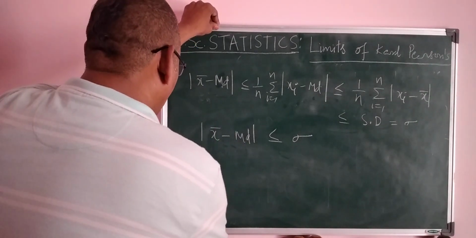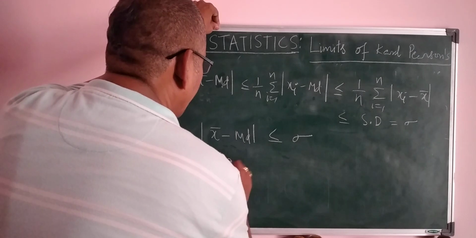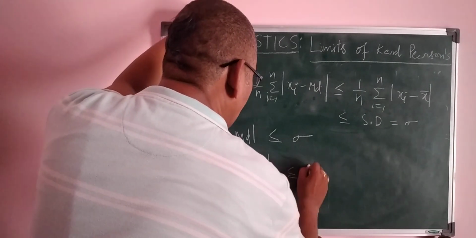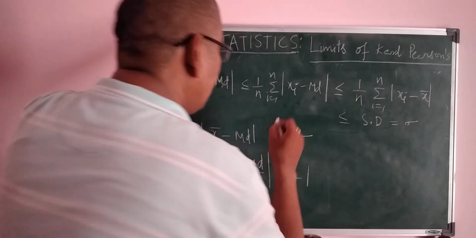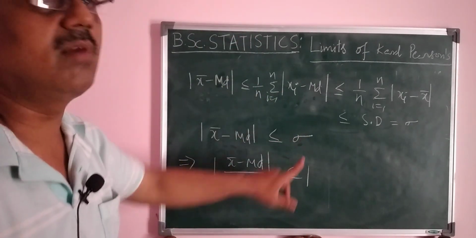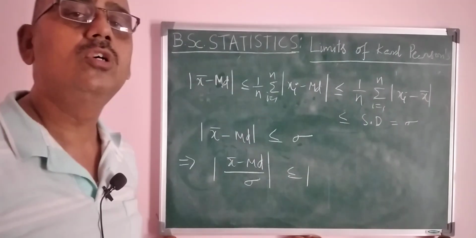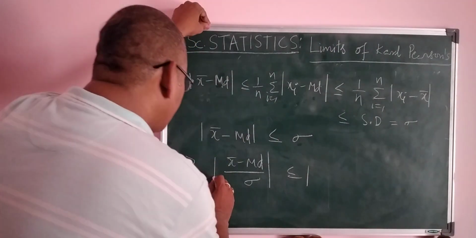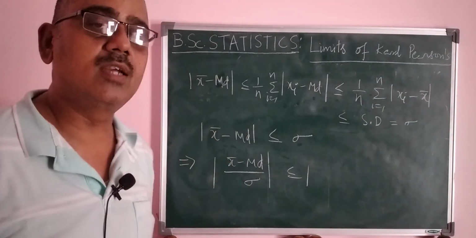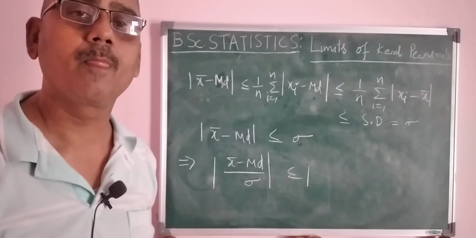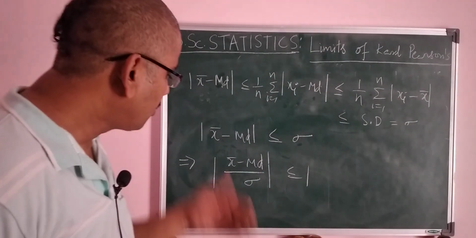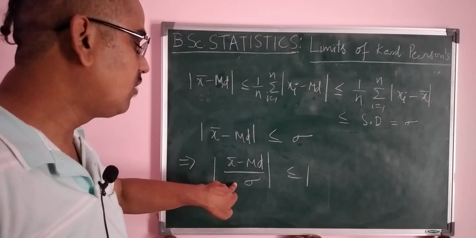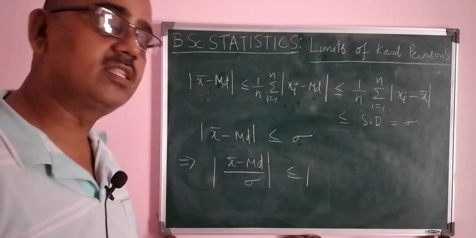Now, by taking this result, modulus of x bar minus median divided by sigma is less than or equal to 1. Why? Because I am taking standard deviation sigma, which is always greater than 0. So I have included it into the modulus. There is nothing wrong, because sigma is always greater than or equal to 0. Right? So this is the formula: x bar minus median by sigma.